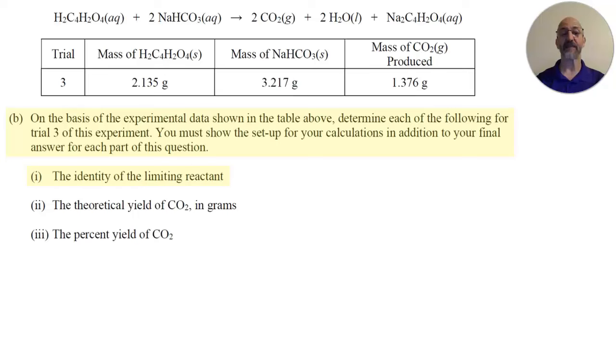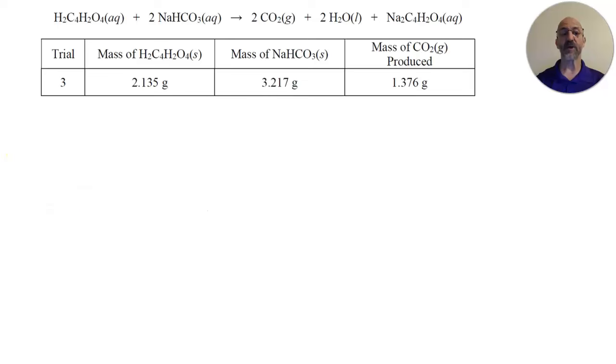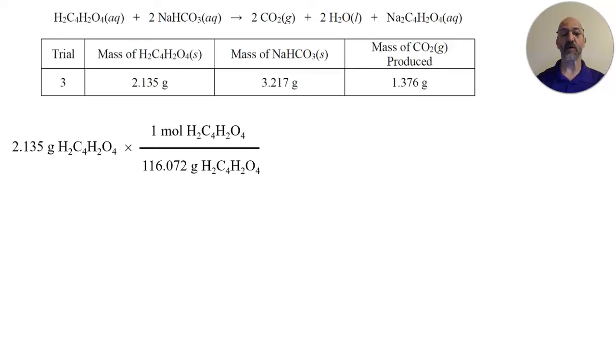I will use that same strategy that I already showed you, which is let's convert each reactant into product. And whichever reactant leads to a smaller amount of product in our stoichiometry calculations, that will be the limiting reactant. So I'll start with 2.135 grams of maleic acid. First convert from grams to moles. Then using the coefficients, there's 2 moles of CO2 produced for every 1 mole of maleic acid. So that's my conversion factor.